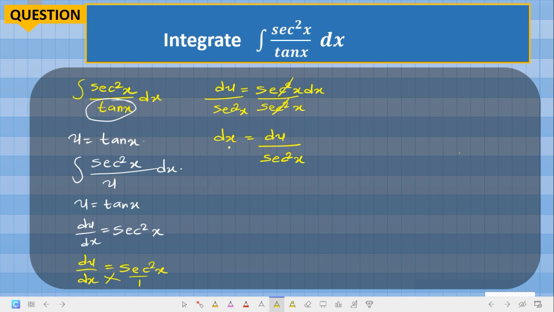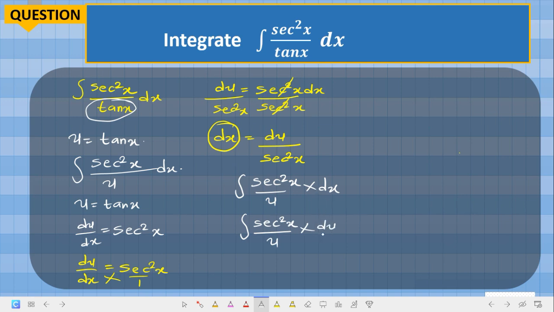So dx is equal to du all over sec square x. Now substituting in here, what are we going to have? We have sec square x all over u times dx initially. Now we already know that dx is du all over sec square x. So this gives us sec square x all over u times du all over sec square x.